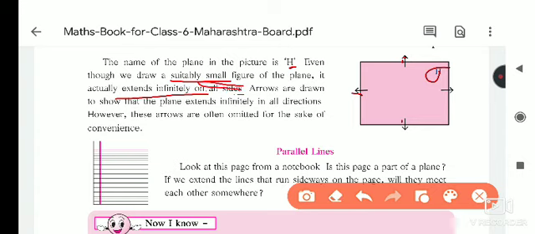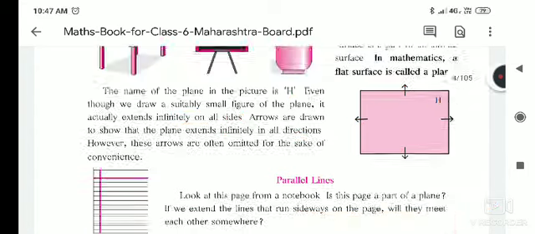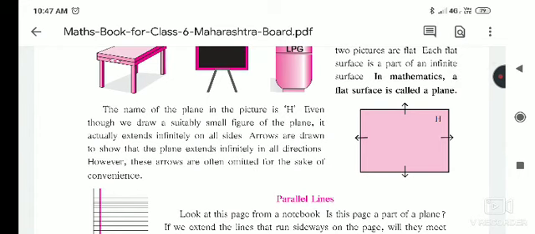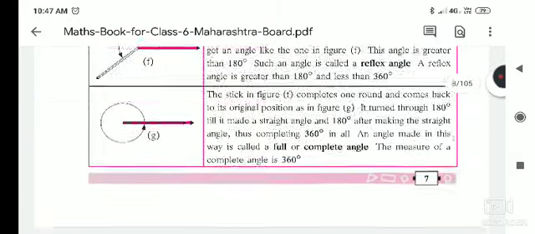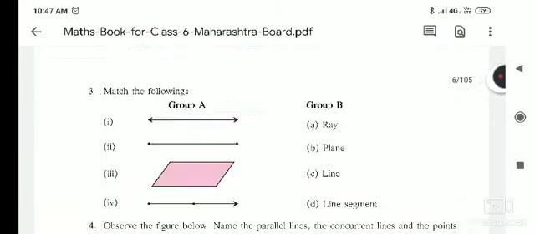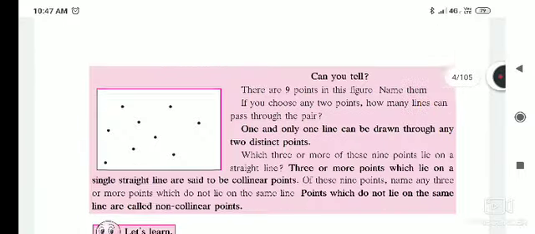Arrows are drawn to show that the plane extends infinitely in all directions. So we can increase it in all directions. After that, however, these arrows are often omitted for the sake of convenience. Okay, so all of you understand what a plane is. So what is a plane? A flat surface we can extend in all four directions, and this is called a plane.